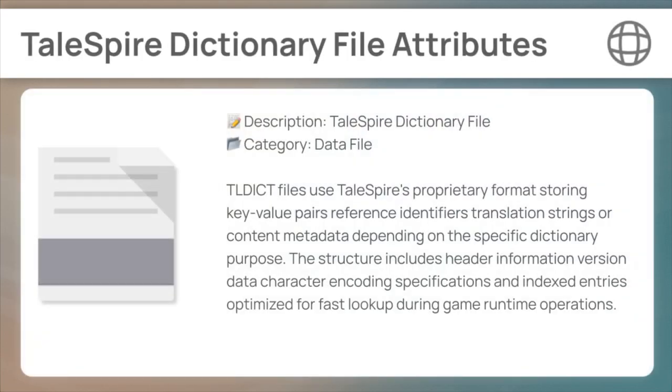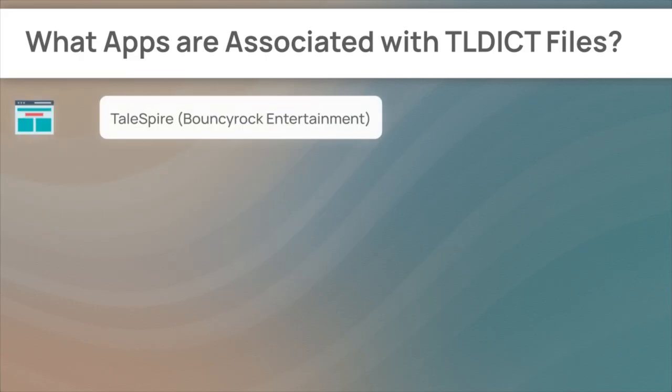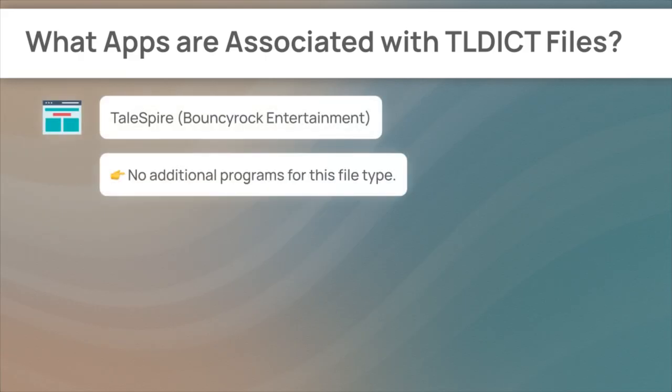TLDICT files use TaleSpire's proprietary format, storing key value pairs, reference identifiers, translation strings, or content metadata, depending on the specific dictionary purpose. The structure includes header information, version data, character encoding specifications, and indexed entries, optimized for fast lookup during game runtime operations. The preferred application for managing the TLDICT file is TaleSpire from Bouncy Rock Entertainment.